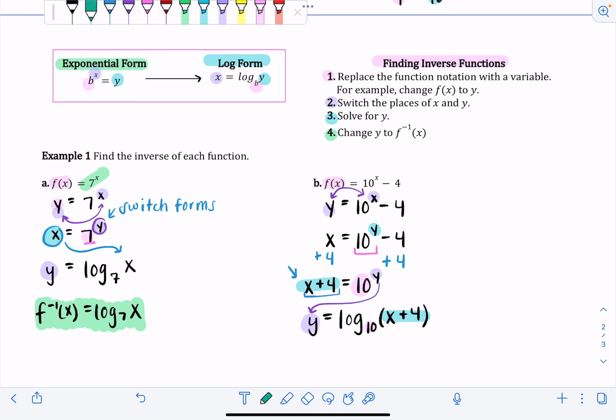And then we can move on to step 4, because now we have y by itself. Step 4 is to rewrite it with that inverse notation. So the inverse of f of x equals log base 10 of x plus 4.